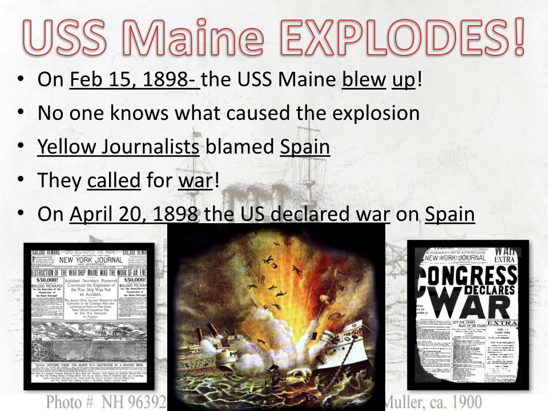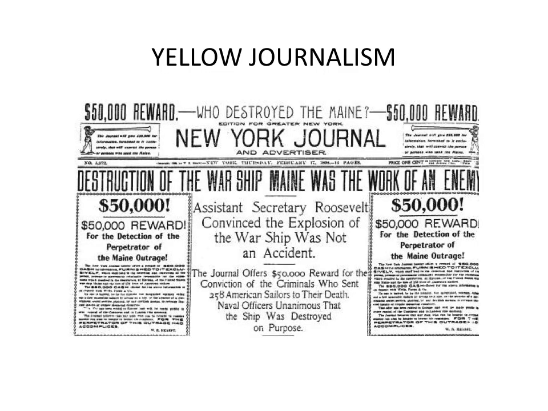Now, if you look in the bottom left, I'm going to show you a bigger picture for that. This is from the New York Journal. It says destruction of the warship Maine was the work of an enemy. So you can see that while we don't know what exactly happened with the USS Maine, this paper, the New York Journal, is pushing the idea that somebody besides the U.S. and besides an accident was to blame. You've also got who destroyed the Maine.